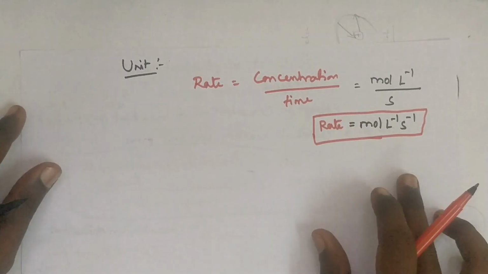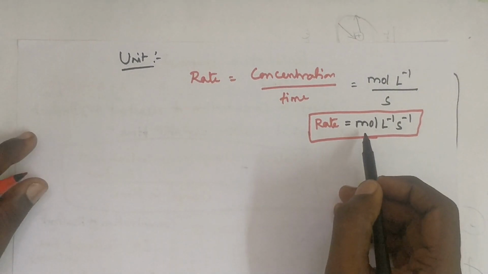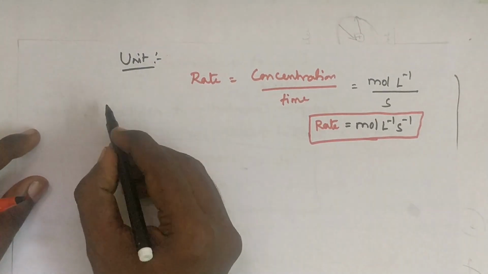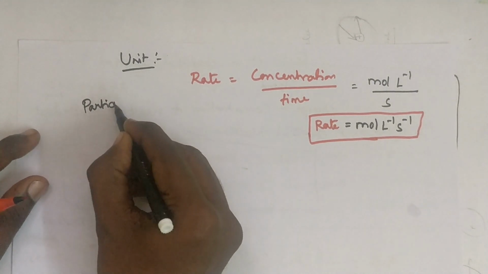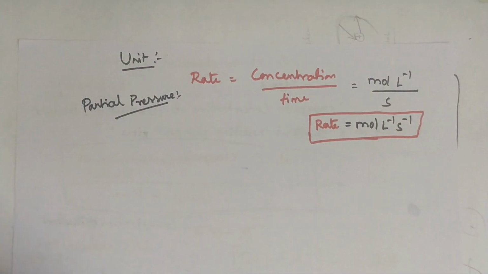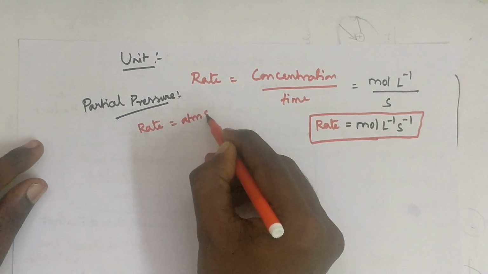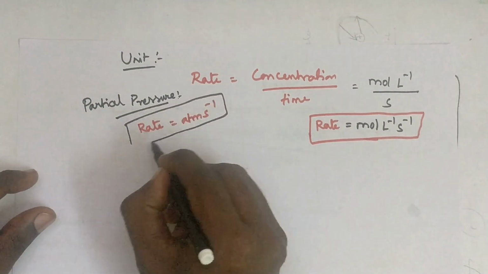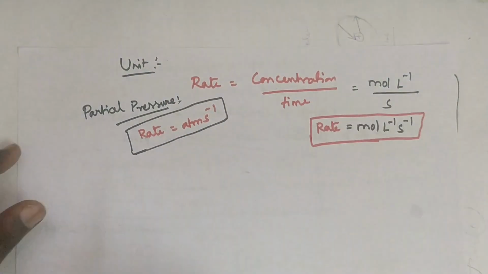They will ask you one more question. Which one of the following is a unit of rate constant or rate of the reaction? In terms of concentration, the unit is mole per liter per second. Suppose they ask the unit in terms of pressure, in terms of partial pressure, the unit is rate is equal to atmosphere per second. It is the unit in terms of partial pressure for rate of the reaction. So these are all about the unit.